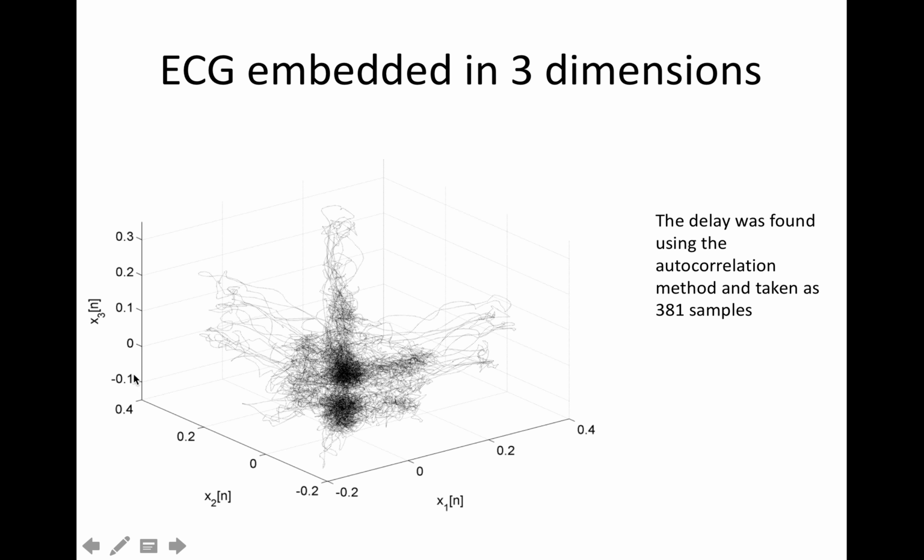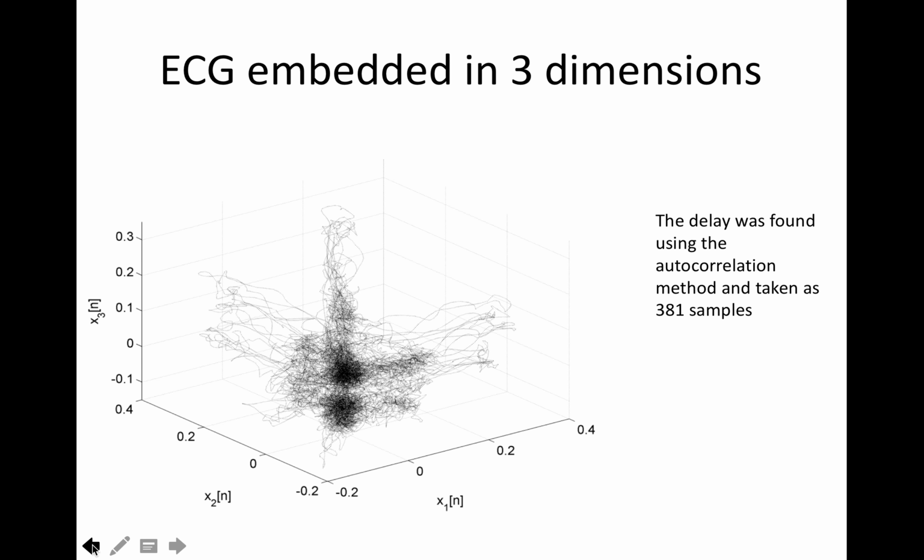Here is what the author looks at. He looks at 3 dimensions. In this particular case, the delay was found by using the autocorrelation method, and it was taken as 381 samples. So you can see what the ECG looks like when you use a three-dimensional unfolding of the system. This would mean that there are like 3 components of significance in that system.